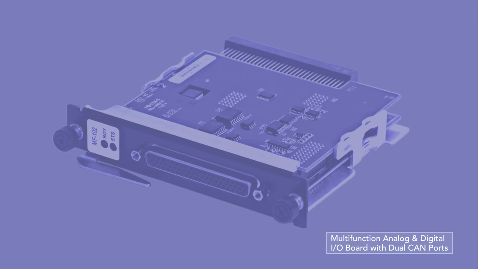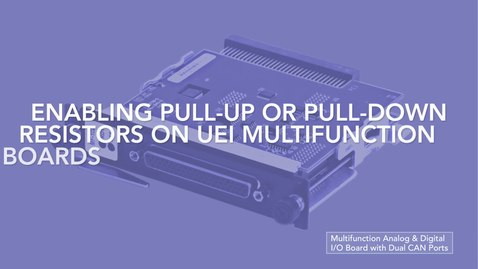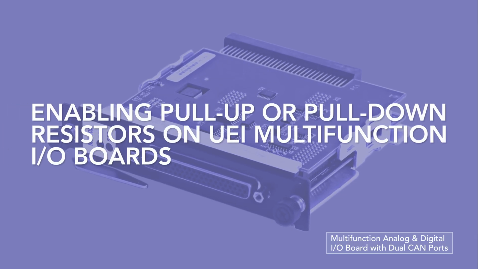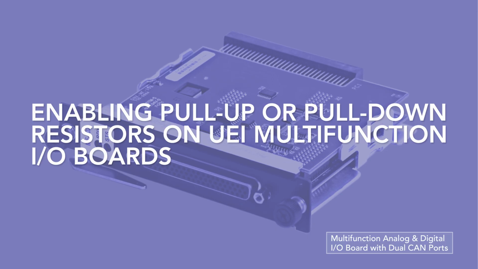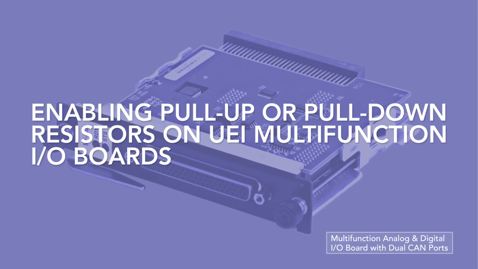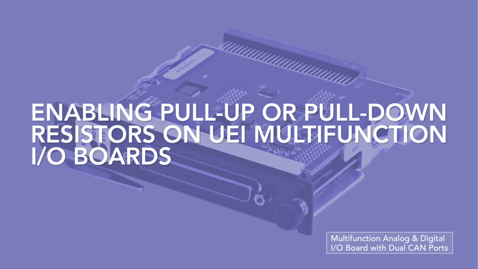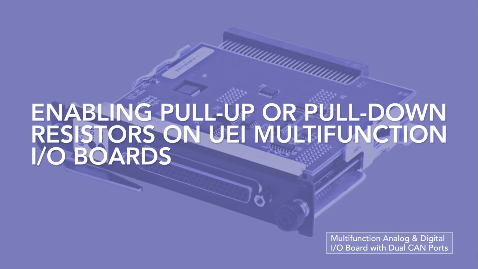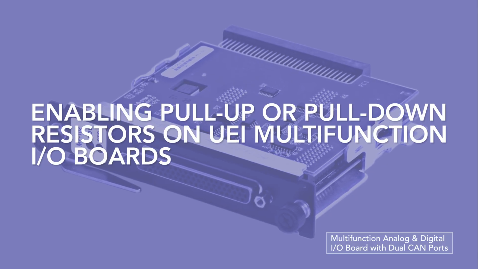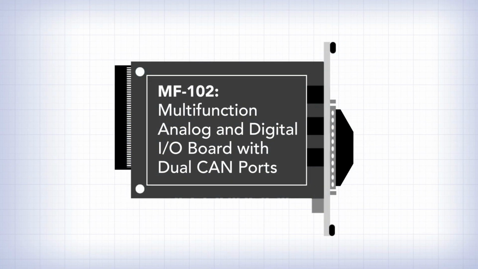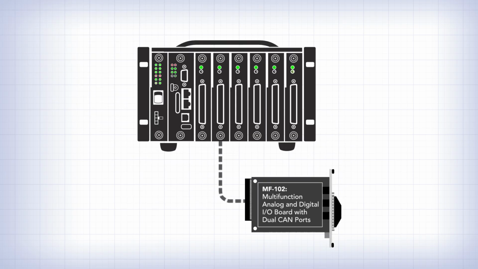In this video, I'll demonstrate how to enable pull-up or pull-down resistors, also known as termination resistors, on UEI's multifunction boards. These resistors are part of the digital I/O subsystem and help define the default state of digital input lines. For this demo, I'll be using the multifunction board installed in one of our rectangle chassis.